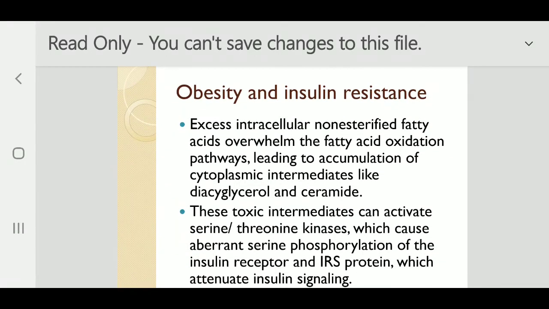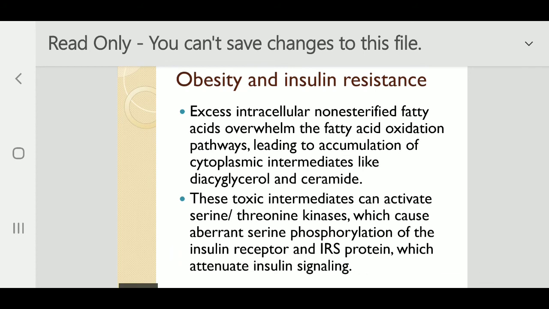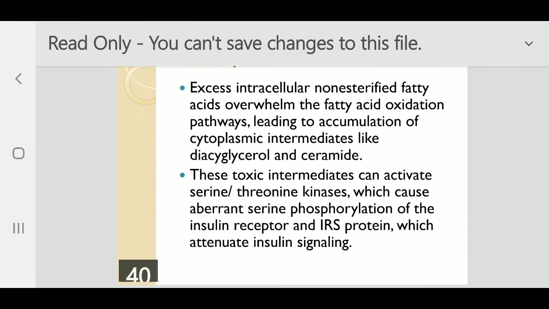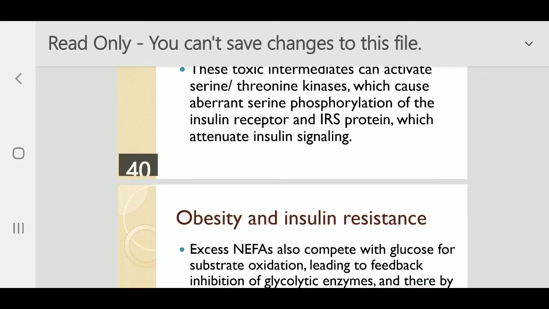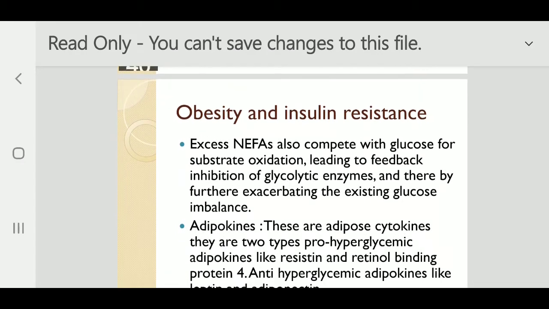Now, in obesity, excess of intracellular non-esterified fatty acids overwhelm the fatty acid oxidation pathways and lead to cytoplasmic intermediates, and these intermediates activate the serine threonine kinase that leads to aberrant phosphorylation of the insulin receptors that attenuate the insulin signaling. Attenuate means reduce the insulin signaling.